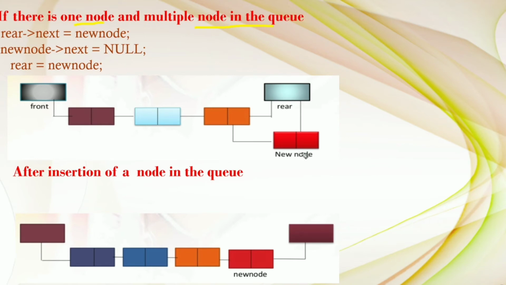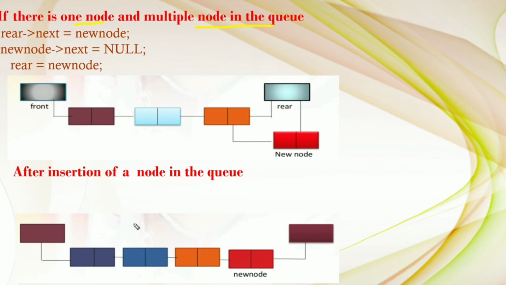We can add the elements into the queue at the rear position. So rear's next pointer points to the new node, and the new node's next points to null, and rear becomes the new node. Now this new node is added at the rear position, and rear moves to the new node. Now the new node becomes the rear.